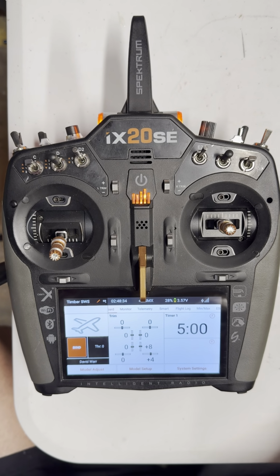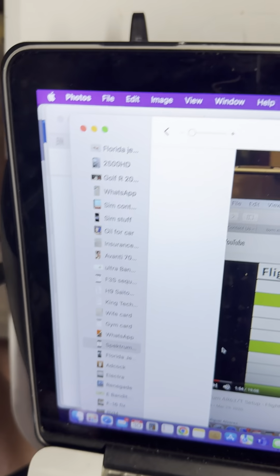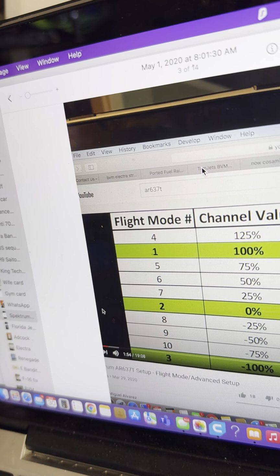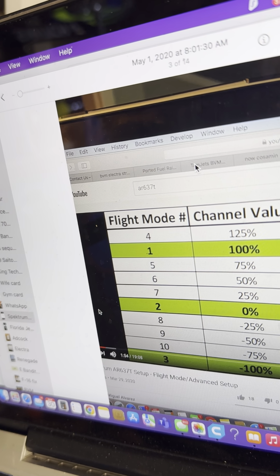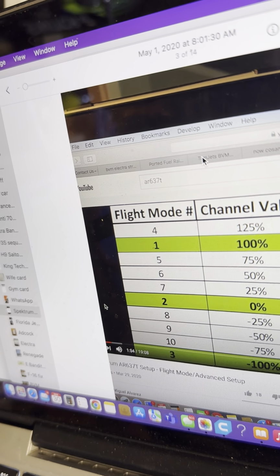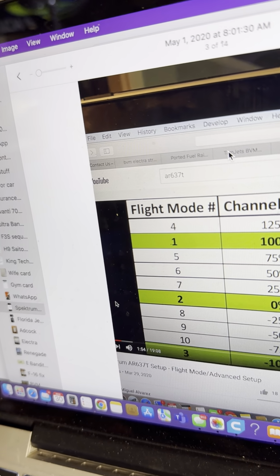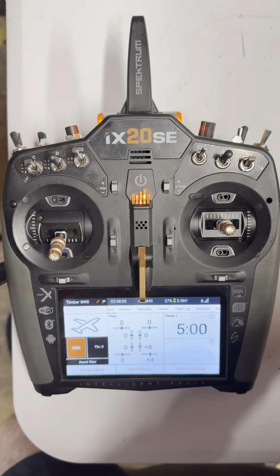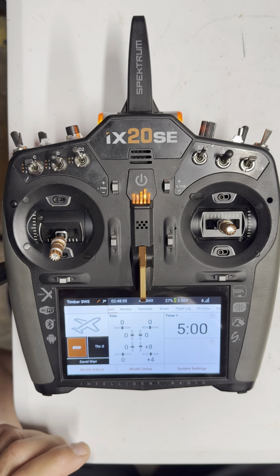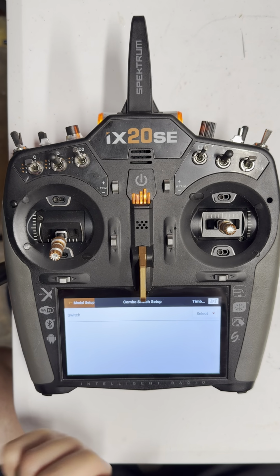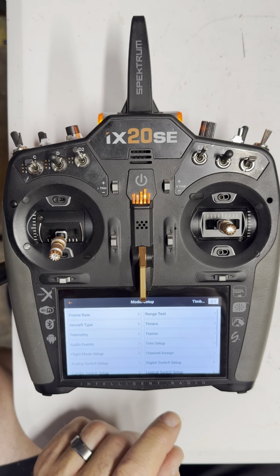The way we control those is just by a channel output, which is going to be logical switches. And this is where you get your positions of the logical switches. 100%, 0%, negative 100 is flight mode 3, and flight mode 4 is 125%. So I'll go over how I get that put into the radio itself, which is step 1. Let's just start over here.